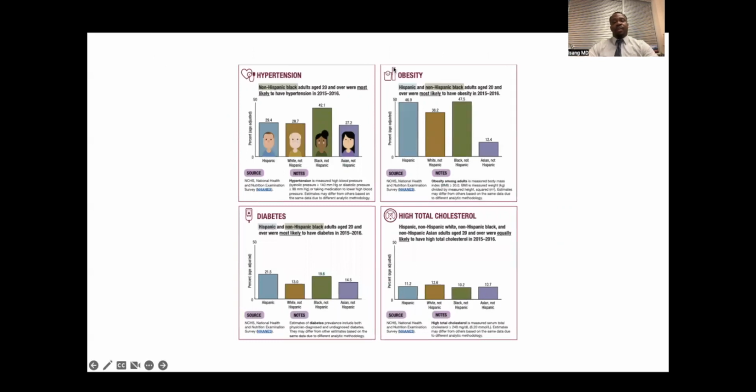Now we're looking at the risk factors. Unfortunately, there is a disparity with these risk factors too, meaning that African Americans, Hispanics, people of color are more likely to have these risk factors, and having these risk factors can lead to worsening kidney disease, worsening heart disease, worsening outcomes overall, increased risk of bad things happening, morbidity, or dying, mortality.